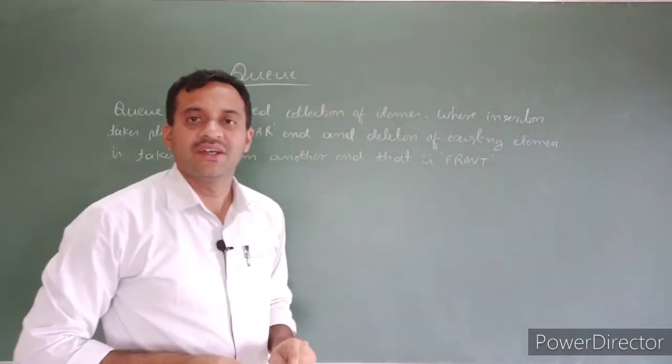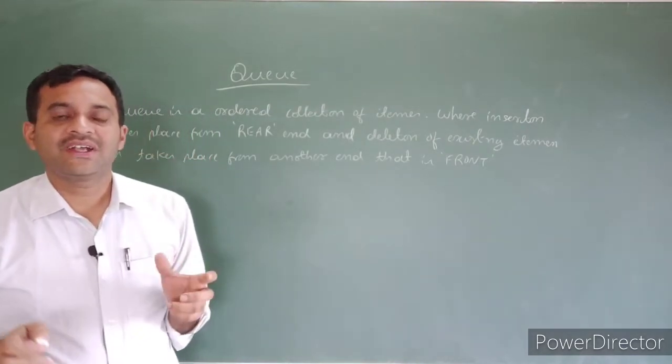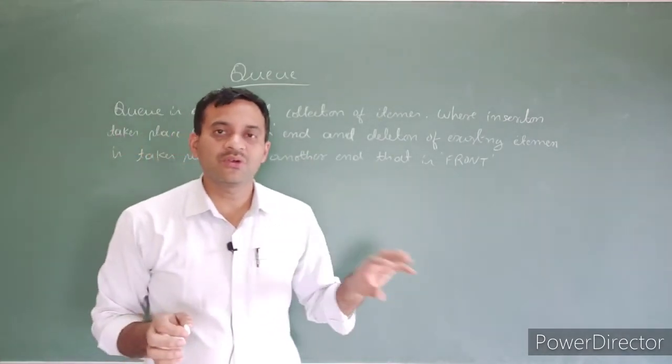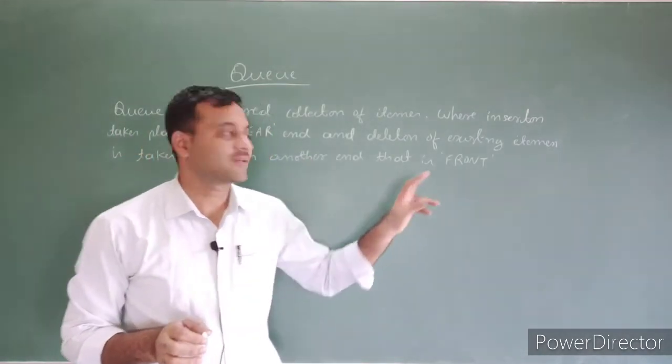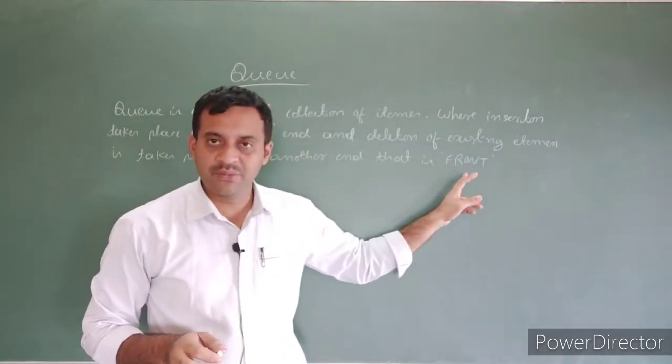What is the meaning of that? In a Queue, there are two different ends. If the element is inserted, that is using the rear end. If the element is removed, that is from the front end. Insertion takes place from rear, deletion takes place from front.